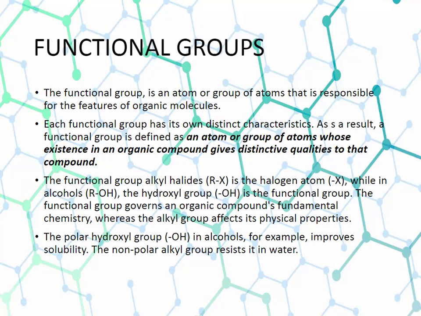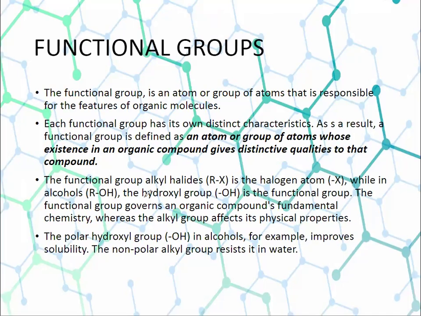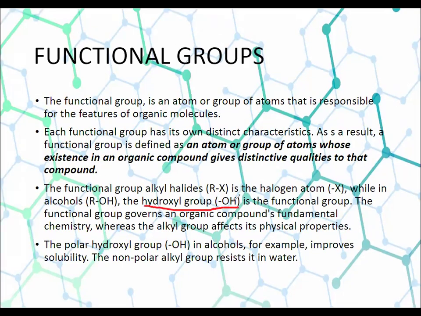While in alcohols, there is OH, the hydroxyl group. You can see here that in OH we have a hydroxyl group. Whenever you see an OH group with any carbon compound, then this is an alcoholic functional group. The functional group governs an organic compound's fundamental chemistry, whereas the alkyl groups affect its physical properties. The polar hydroxyl group in alcohol, for example, improves the solubility. As we have discussed above, all the functional groups can give a distinctive property to a compound.